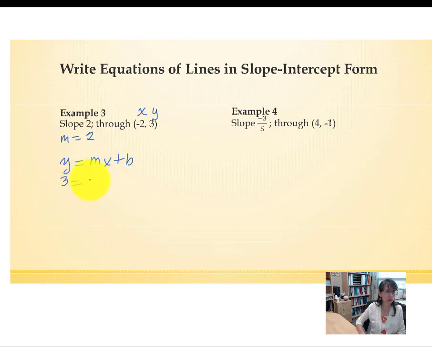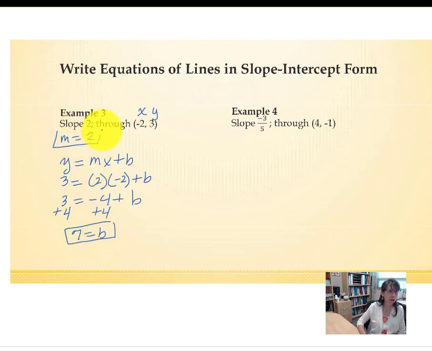3 would equal the slope of 2 times -2 for the x value plus b. 3 is equal to negative 4 plus b. When I add 4 to both sides of the equation, we get 7 equals b. So the y-intercept is 7. The slope is 2. So when we write the equation of the line, y equals slope of 2 times x plus 7, which is the y-intercept.